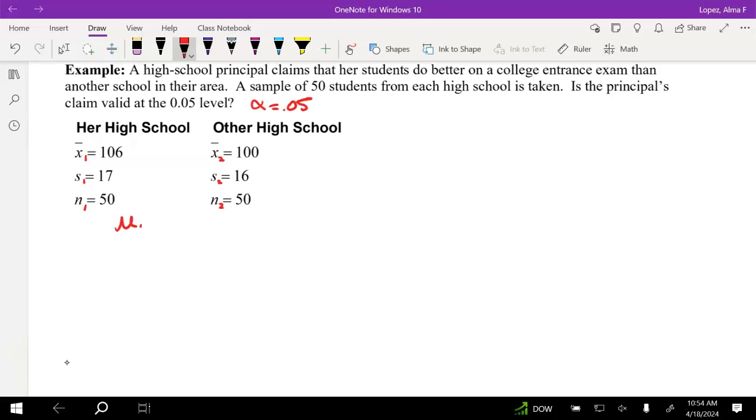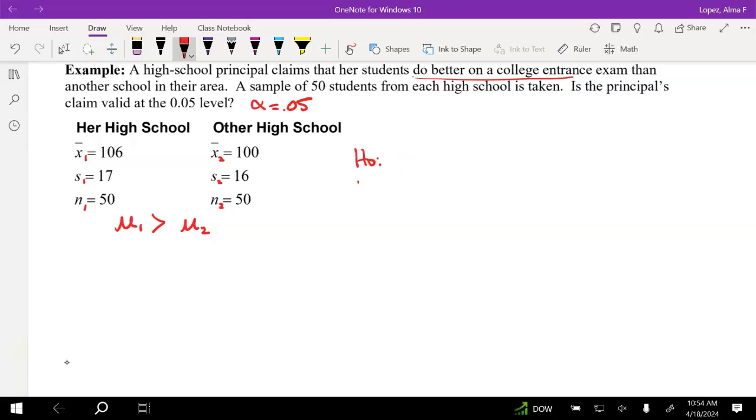Now, she's comparing the average college exam score of her students to other school college exam scores. So, let's see. She claims that her students do better. On a test, doing better means it's larger. So that is the hypothesis that's being made. So I'm going to build my hypothesis test. Let me scoot it back a little bit.